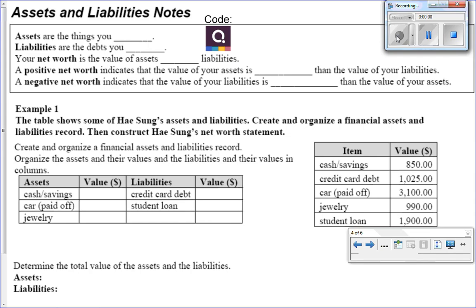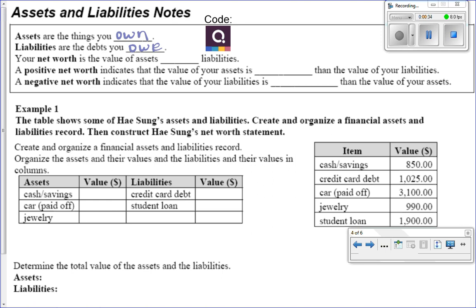So today we're going to talk about net worth, assets, and liabilities. So how much is someone or a family worth? All right, assets are things you own. They're paid off, fully paid off. Liabilities are debts that you owe. Okay, so you're still making payments on it. A loan, a credit card.